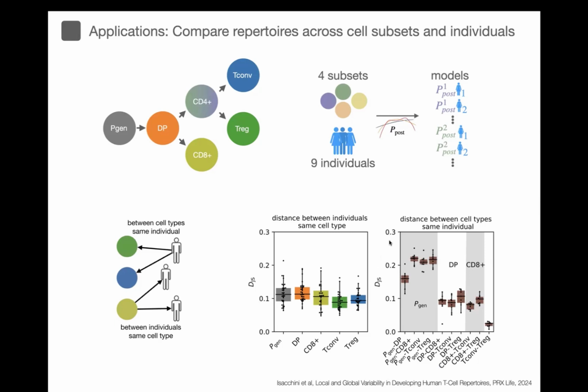But then on the same axis, we can check within one individual different cell subsets. And again, there is a lot of information going on. One interesting observation, for example, is that conventional regulatory T cells are very, very similar within one person, and they end up being much more similar than two different regulatory T cell subsets across individuals. So it's nice to have the possibility of comparing all of that.